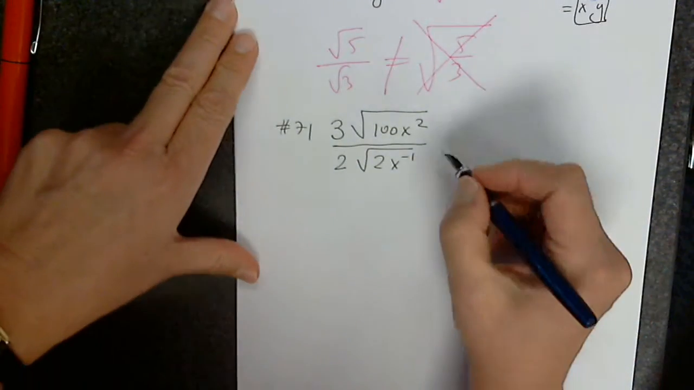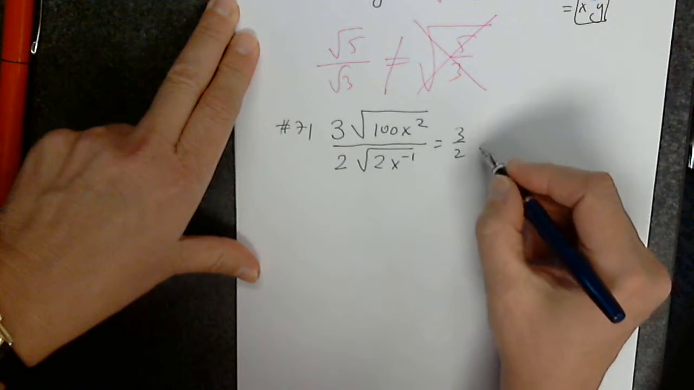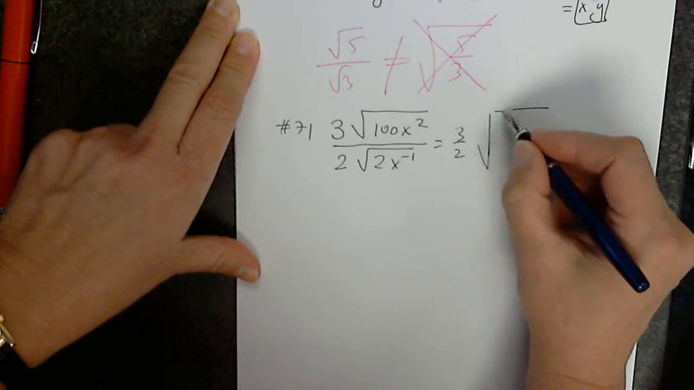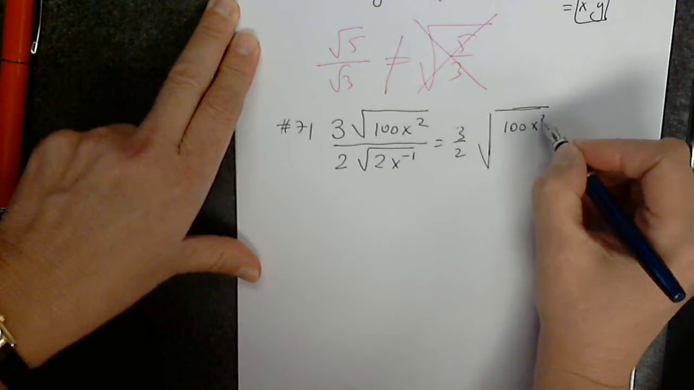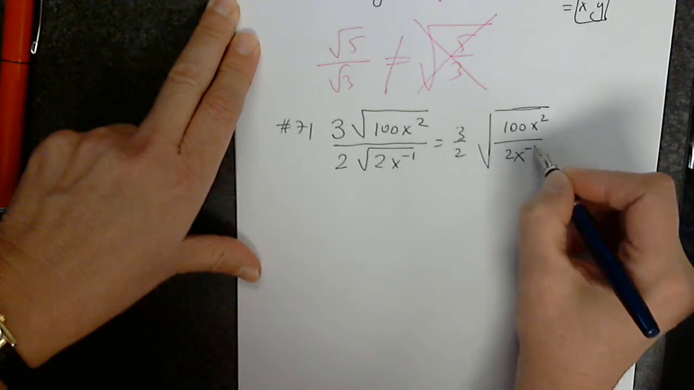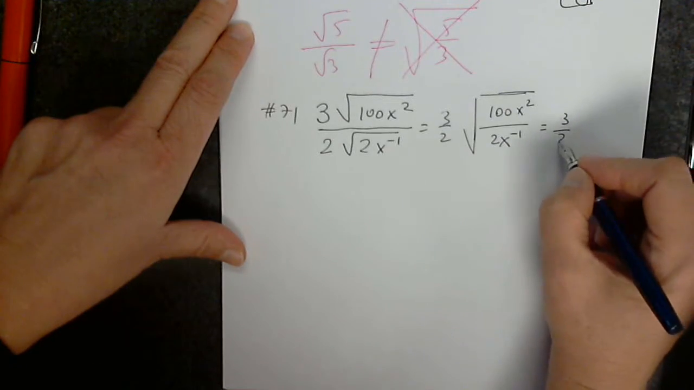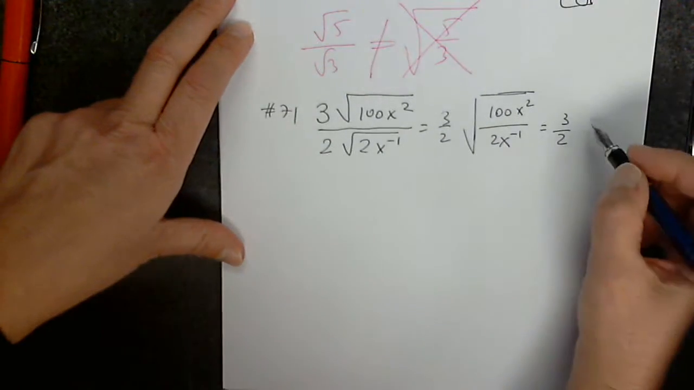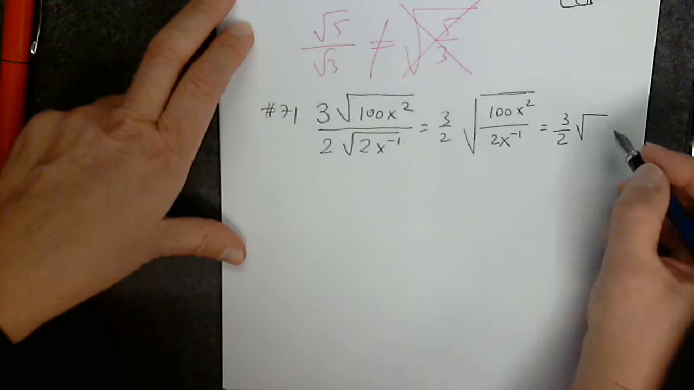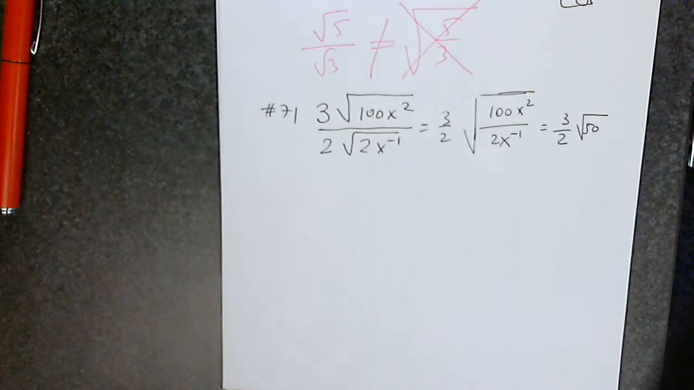I will write 3 over 2. That's what I will write first. Then I will write the square root of 100x squared over 2x to negative 1. 3 over 2 will stay. So now this is the square root of 50. Careful. From the exponent of the numerator, I subtract the exponent of the denominator.